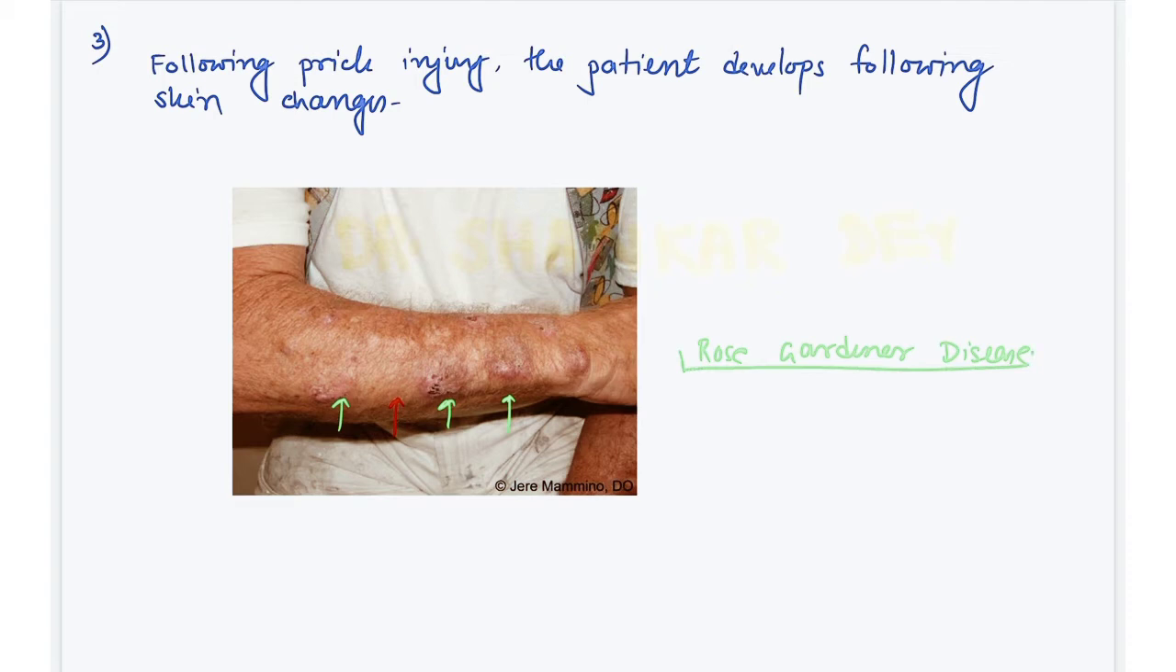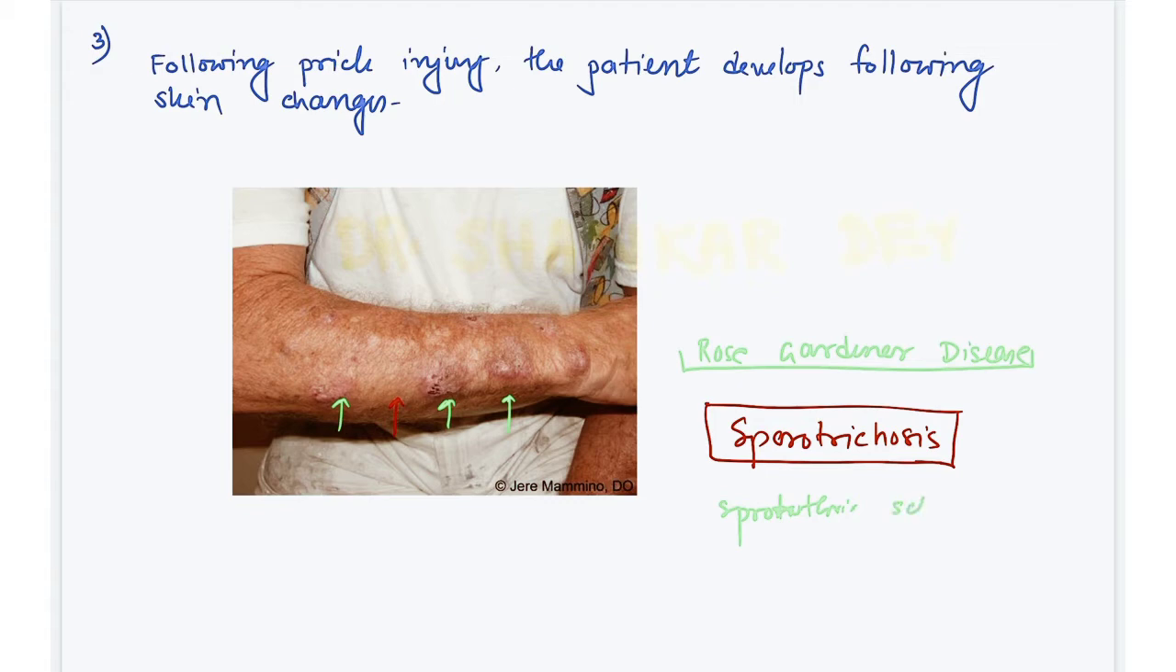What is the other name of Rose-Gardner disease? The disease is nothing but, the answer is sporotrichosis. So sporotrichosis is the answer for this question. This is nothing but Rose-Gardner disease or rose thorn prick disease, also called Rose Handler disease, caused by the fungus Sporothrix schenckii. So this is the answer for this question.